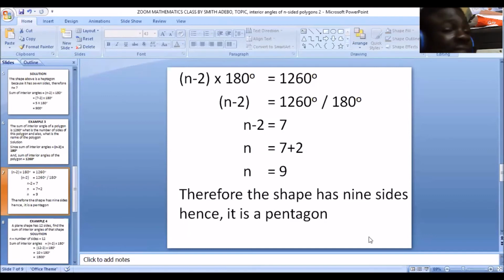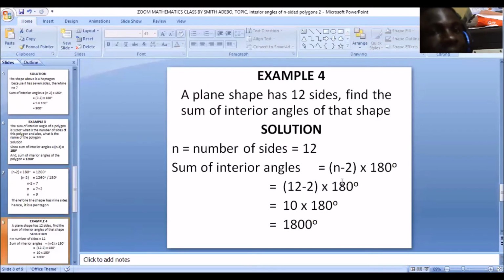Now, which shape has 9 sides? You ask yourself. The shape with 9 sides is called a pentagon. So you see, we've answered this question. We found n, and we found the name of the shape. Now, lastly, the last example for the day. It says a plane shape has 12 sides. Find the sum of interior angles of that shape.